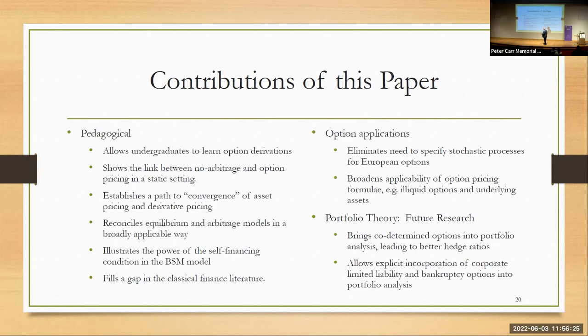It shows the power of the self-financing condition, and it fills a gap in the classical finance literature. Because now you can go right from the one period CAPM to a one period option pricing model. Don't use utility, you can just use risk adjusted value added. Solve for the equilibrium with a no arbitrage constraint.